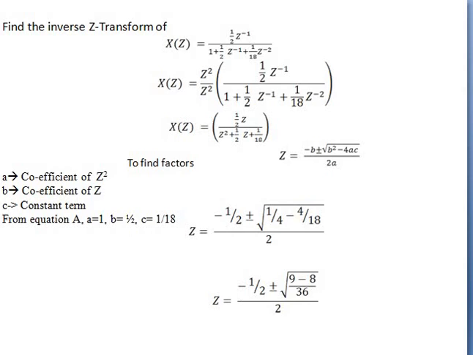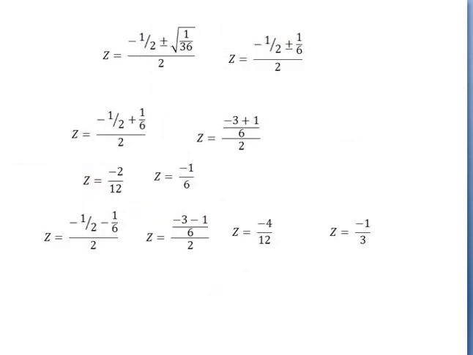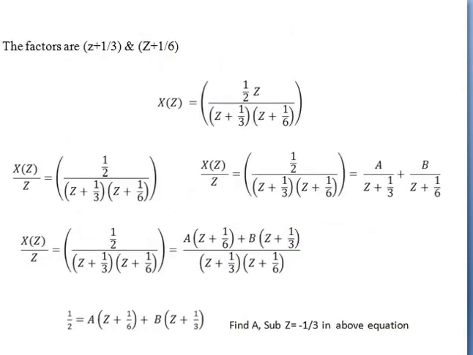Then factorize the denominator by using the formula z equal to minus b plus or minus square root of b square minus 4ac by 2a. Here a represents the coefficient of the z square term in the denominator, b represents the coefficient of the z term, and c is the constant coefficient, that is 1 by 18. Substitute all the values and simplify this. You are getting z equal to minus 1 by 6 as one factor and z equal to minus 1 by 3 as another factor.